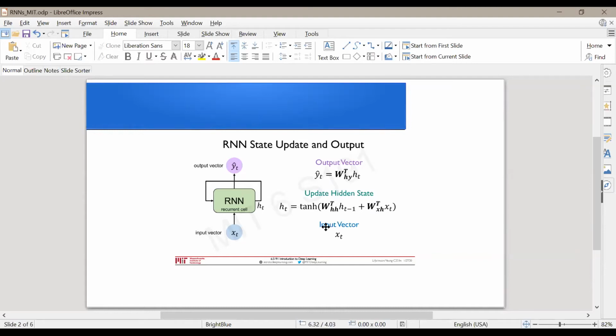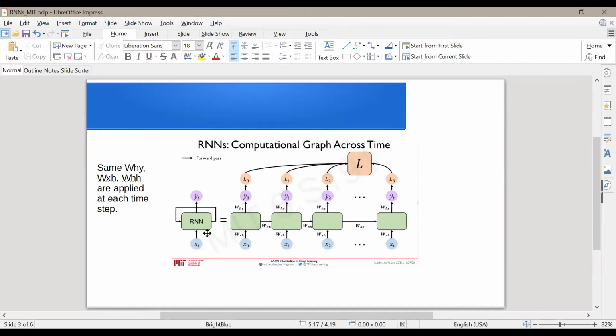Okay, next slide, we put this together, and so this is what this symbol stands for. I want to make sure everybody's seeing what I think I'm showing, which is a slide that says RNN's computational graph across time. Is everybody seeing that? Yep. Great. So this is the compact representation that we saw on the last slide, and this is what it looks like when you unroll it.